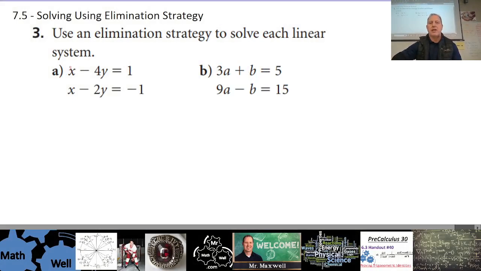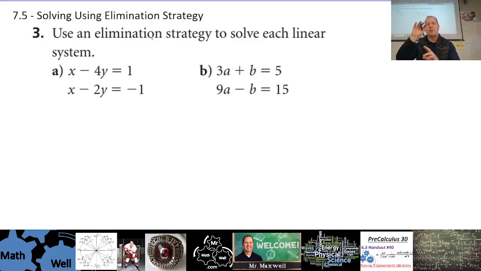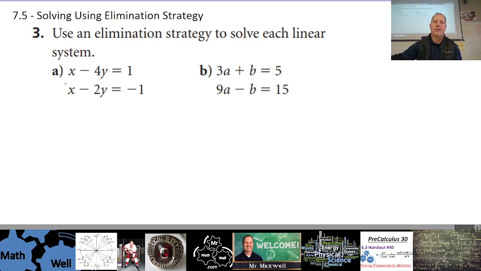Use an elimination strategy to solve each linear system. Okay, so again, elimination means we need to try and get a situation where, for the same variable, we have a positive and negative of the same number, an opposite coefficient. Right now I have a plus 1 in front of this x, and I have a plus 1 in front of this x.